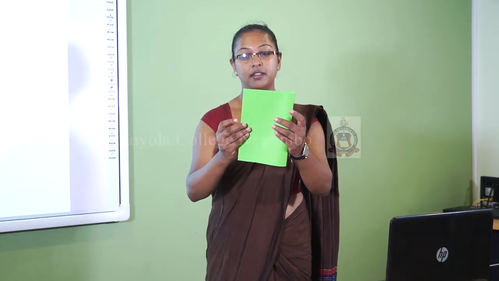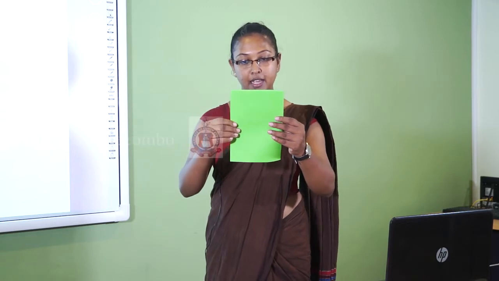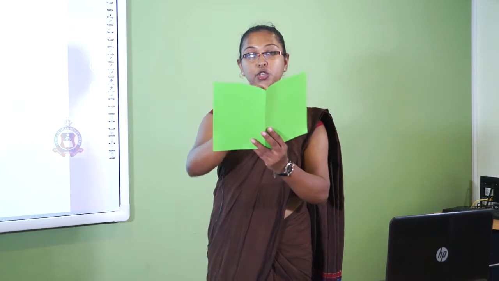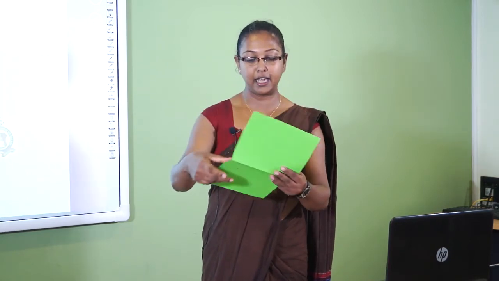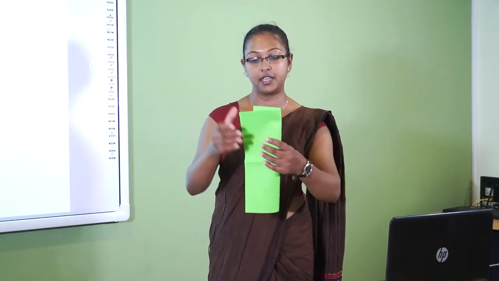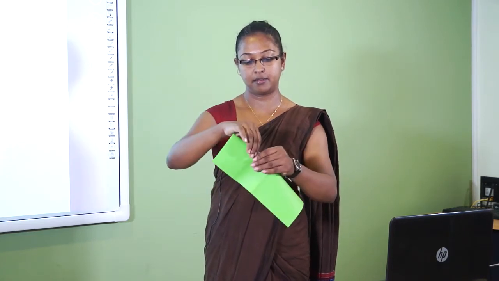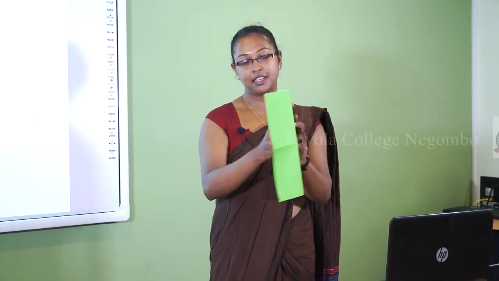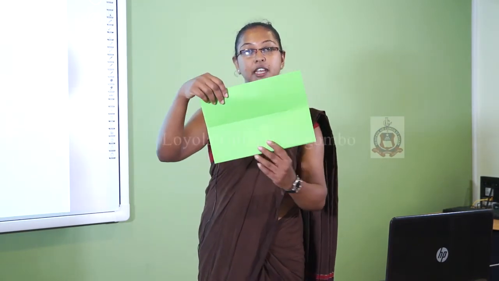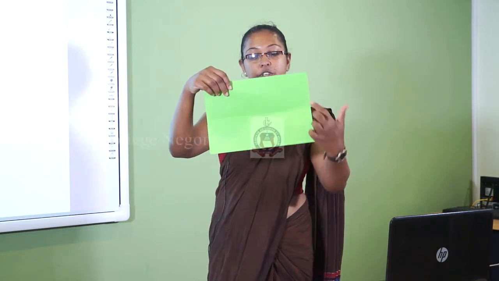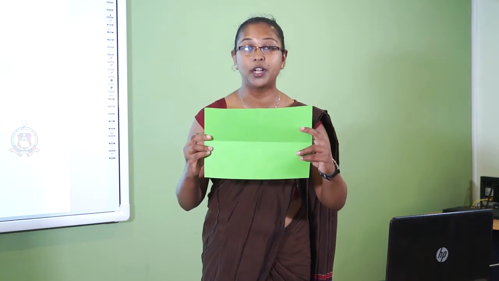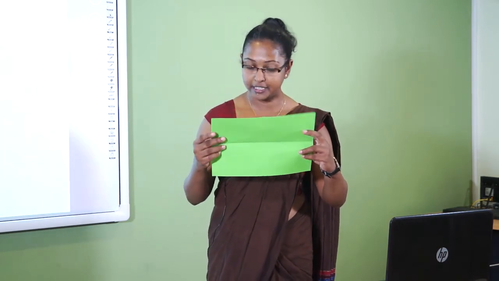Here, now it became half, and then again, now 2 parts I got. Again, when you divide it on the other side, you get 4 parts. The rectangle was divided into 4 parts. 1, 2, 3, 4, and these 4 parts are equal to each other. Shall we cut and see?